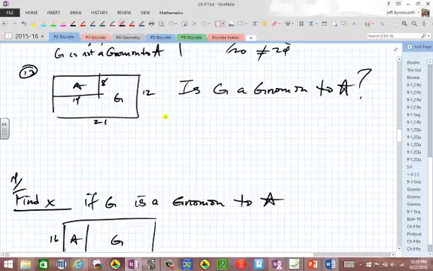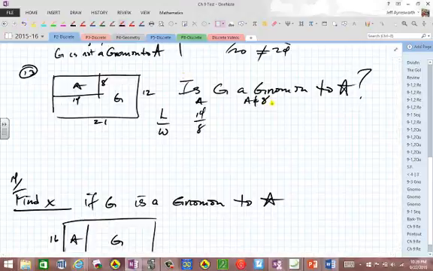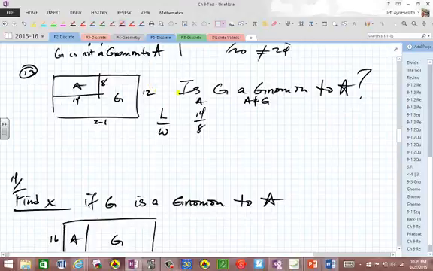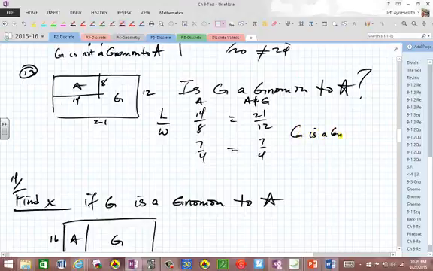Like on this one, if you go length to width, all right. So on A, that's 14 to 8. On A and G, that's 21 to 12. Let me see, let's reduce. So 7/4 here, divided by 3, 7/4 here. Ooh, they're equal. So G is a gnomon to A.